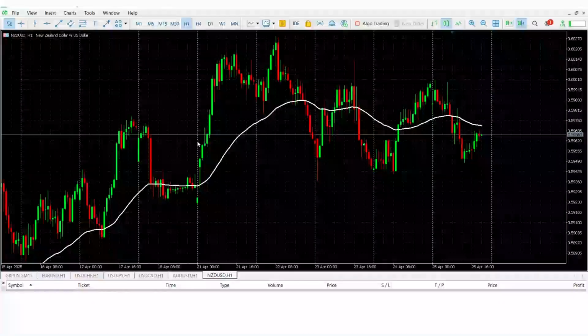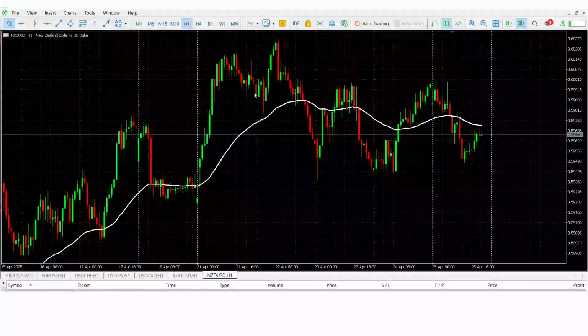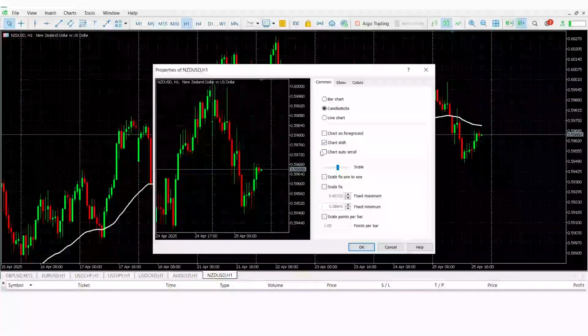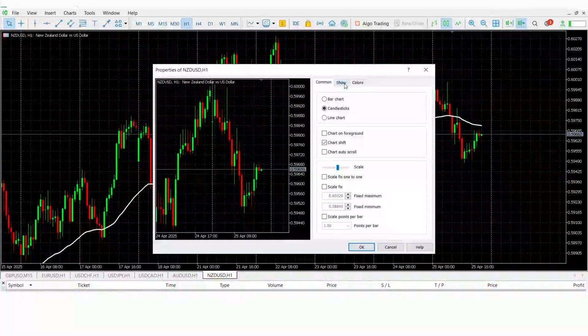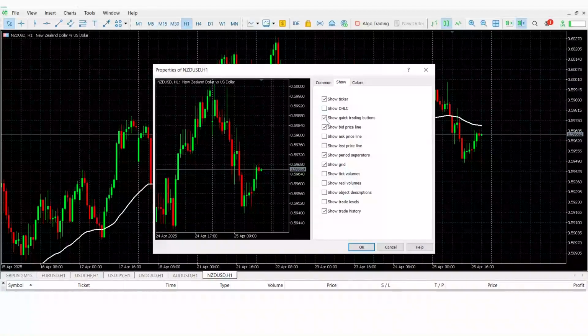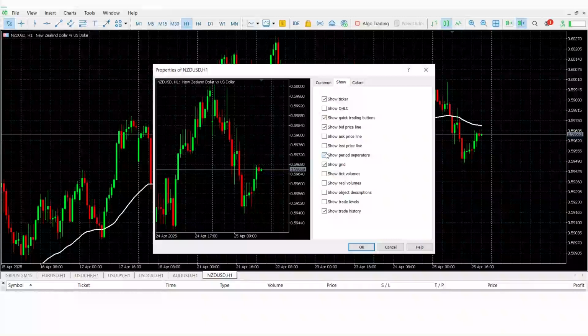So if you have the desktop version of MT5 and you want to know how to add this line, because this line is very important, you simply right click with your mouse, go to properties, then go to settings, then show, and you look for show period separator. This is it. You simply click it, because if I click on it, I've deselected it. So if I click it again, I've added it. It's very important, so you should learn that.